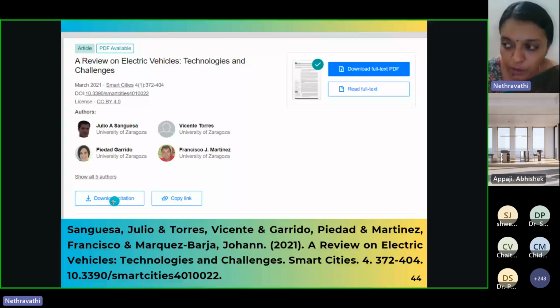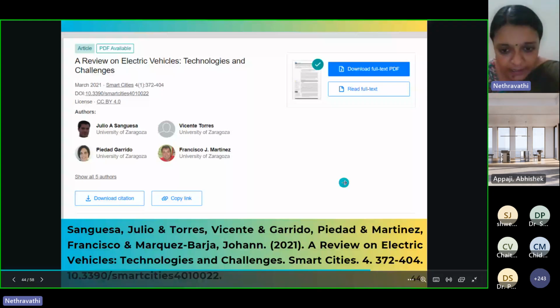Please download this citation format. It will ask whether you want it in BibTeX or as plain text. Whichever way you want, you download it, and then please cite it like this. So the citation should look like this. It is a paper from the journal called Smart Cities, which is a subscription-based journal. If you don't have a subscription, you are unable to download it from this journal. But the authors have posted it in ResearchGate, so the full length is available.